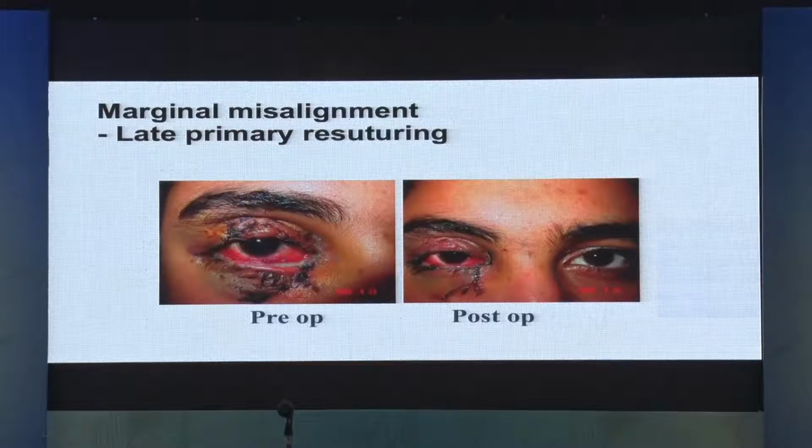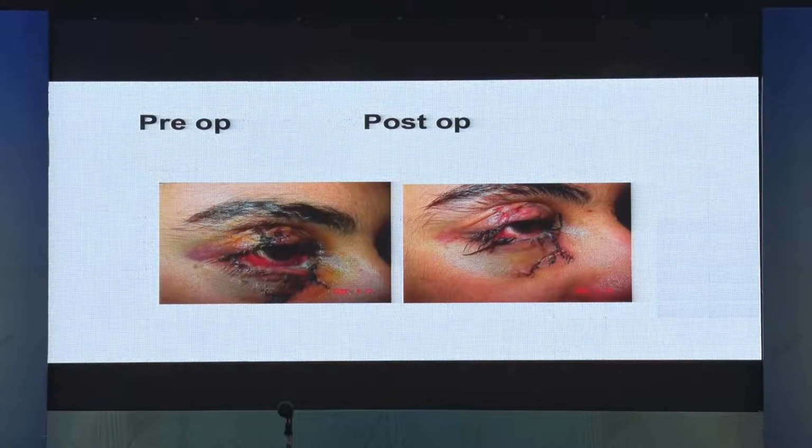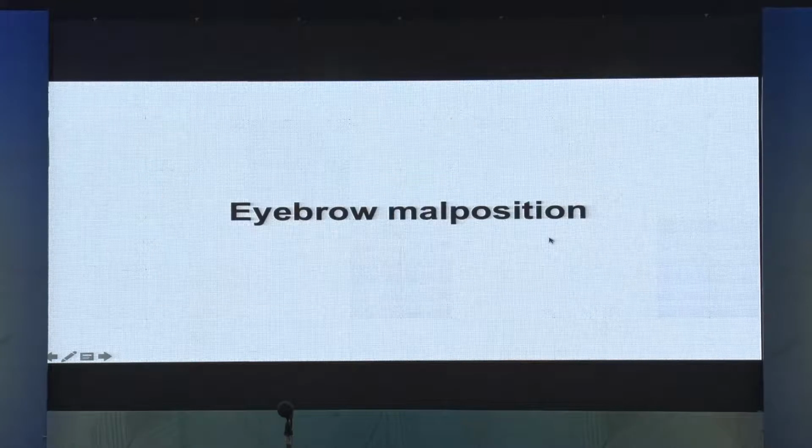The marginal misalignments can be corrected by realigning the ends after freshening the edges if the wound is only a few weeks old, and in older cases you may need to excise the entire cicatricial tissue. Once you reposition the eyelid by marginal sutures, you can correct the ectropion that is present or an entropion that may have been a result of previous misalignment. So you're able to give a good correction by a reapposition of the wound.